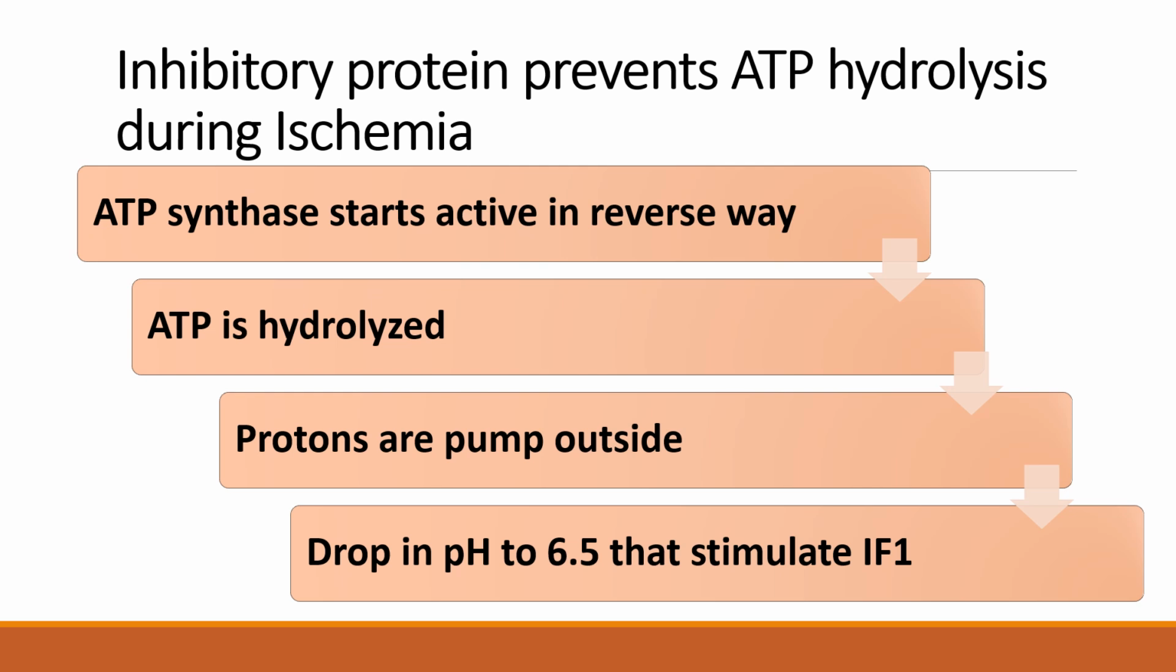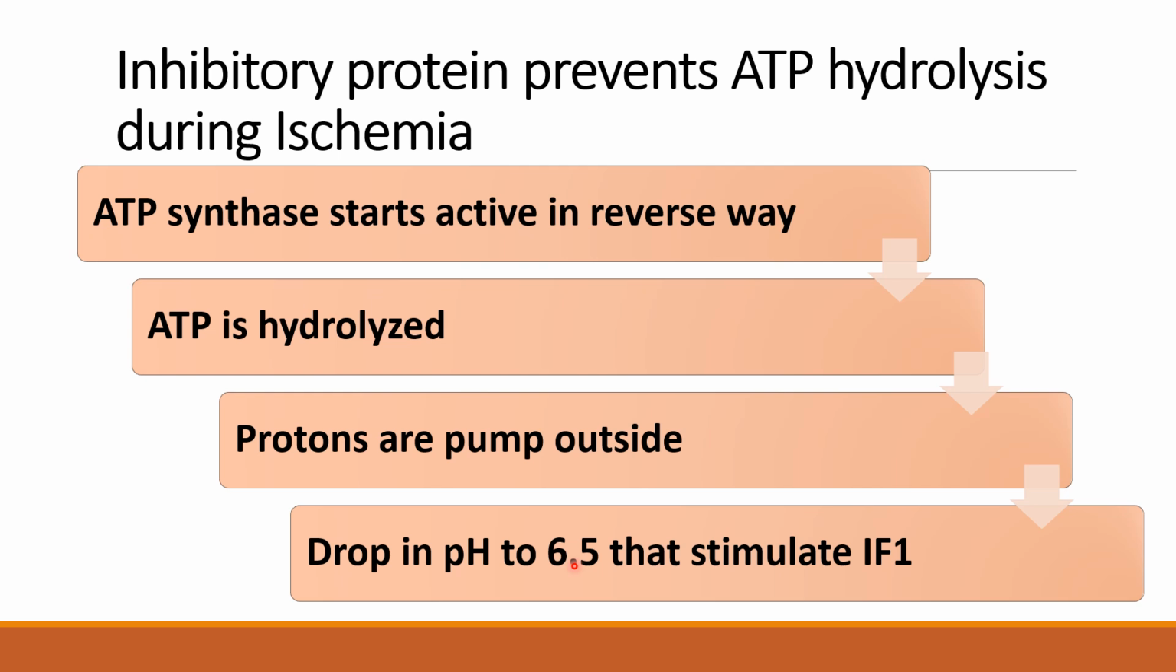Under such deprived conditions, what does this ATP synthase do? It starts operating in a reverse way. It is supposed to synthesize ATP, whereas it starts hydrolyzing the ATP so that it can pump protons outwards. And thereby this will lead to a drop in the ATP concentration within the cell. So here protons are pumped outside, and this will affect the pH within the mitochondria. The pH drops to around 6.5.